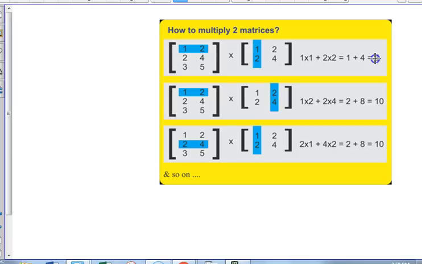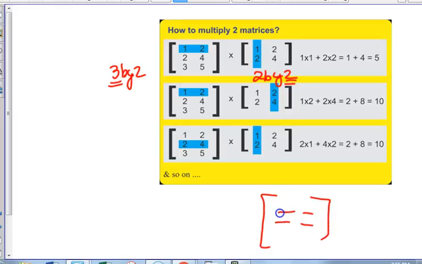But so this shows again, this was a 3 by 2 times a 2 by 2. So what size was the answer going to be? 3 by 2. Okay? So they multiplied this row by this column and got that answer. And then they multiplied the same row by the second column and got that answer. And then they went back and did the next row by the first column. And it gets really confusing.